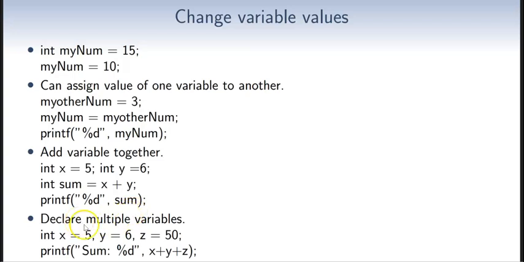The next one is declaring multiple variables. Here we have declared multiple variables: x is equal to 5, y is equal to 6, z is equal to 50. So here in the printf statement we are giving x plus y plus z. So we will be getting the addition of all these numbers, and we will be getting the output as sum colon output. What would be the output? 61 will be the output for this statement.